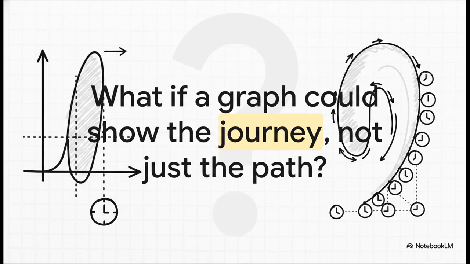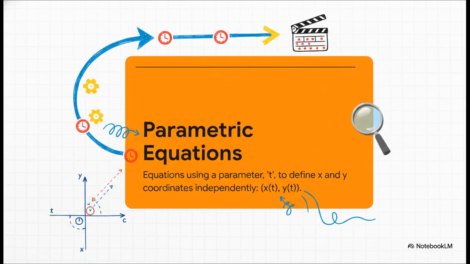So think about your standard graph, like y equals x squared. It's great. It shows you the shape, in this case, a parabola, but it's just the path. It doesn't tell you the story of the journey along that path. It can't really show you direction or speed or time, and for that, we need a whole different kind of tool. And that tool is parametric equations.